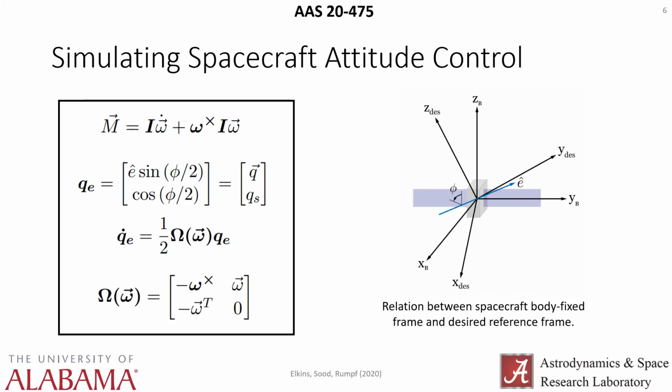So how do we simulate the spacecraft attitude control problem mathematically? Starting at the top left here, you'll see the familiar Euler's rotation equation, and we integrate this equation using Runge-Kutta order 4 to find the value of the body-fixed angular velocity of the spacecraft at the next time step, given an input from the agent, m.